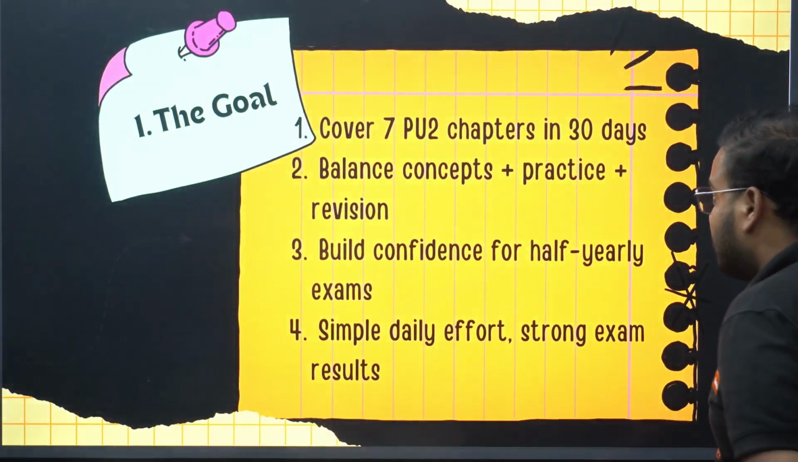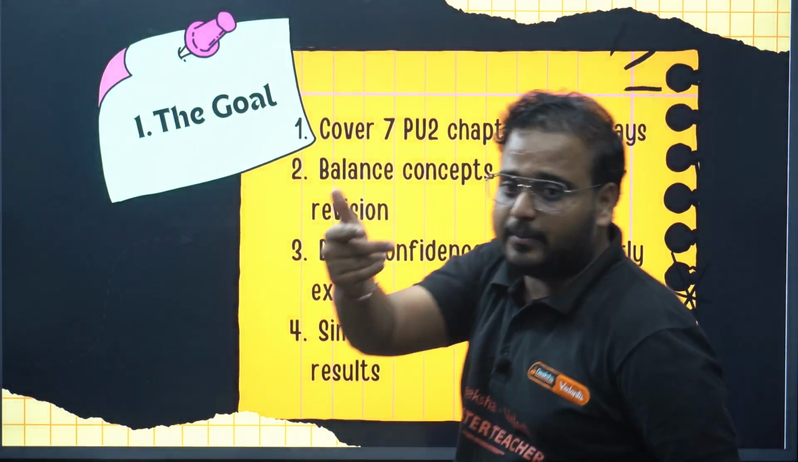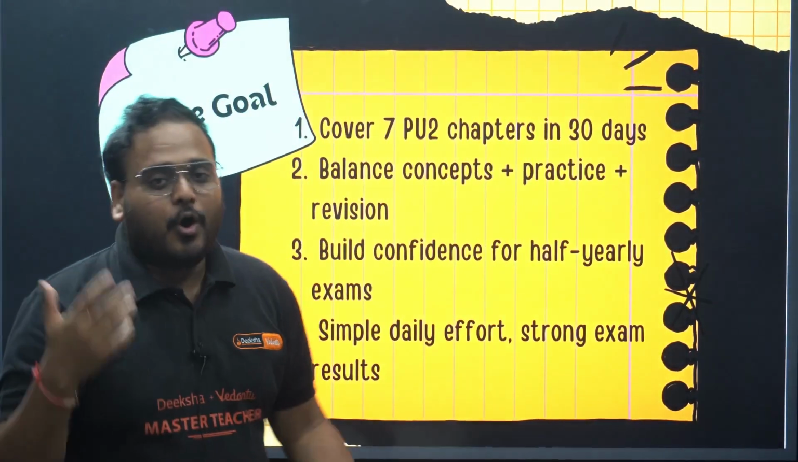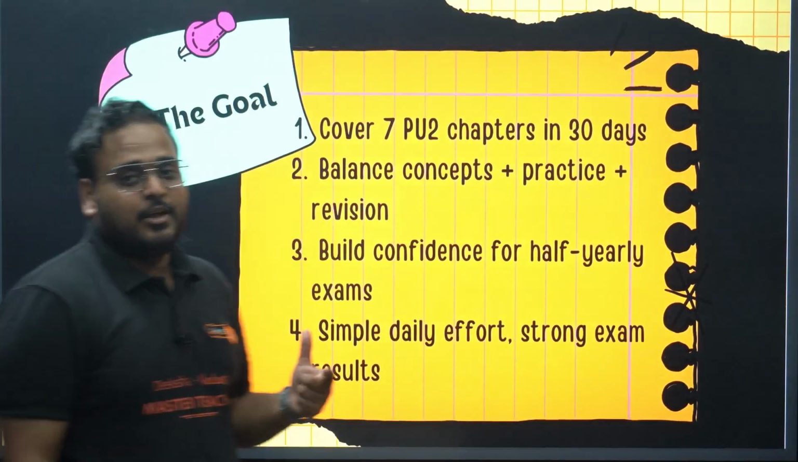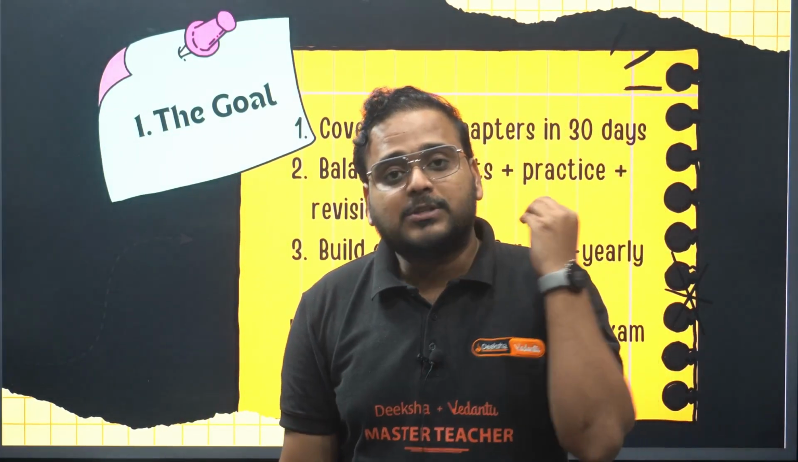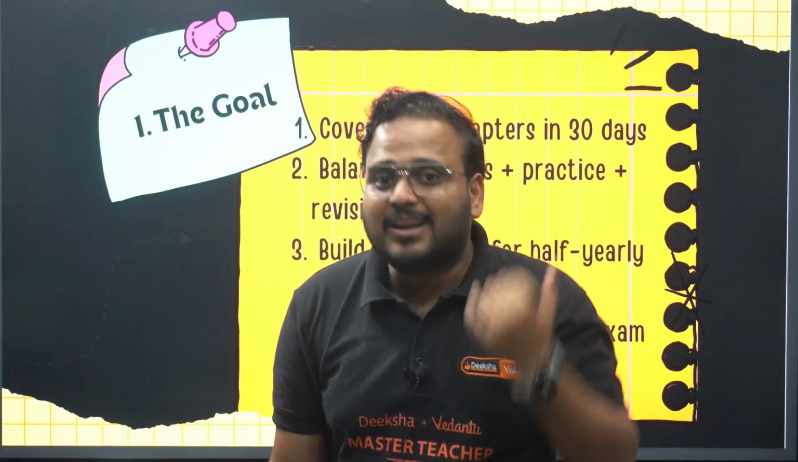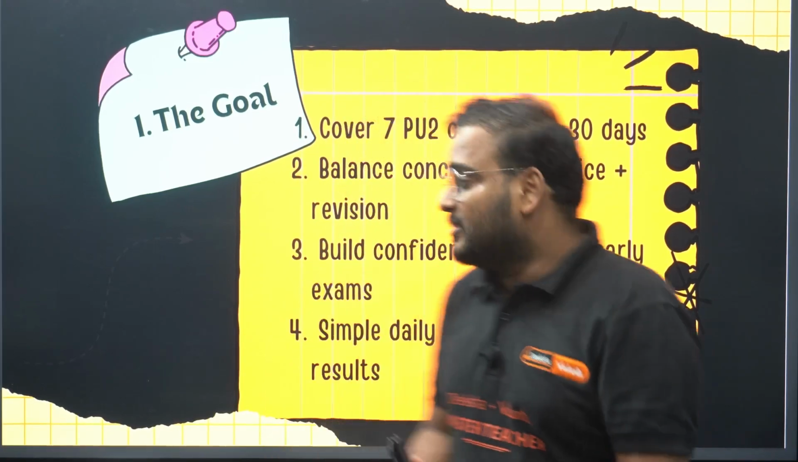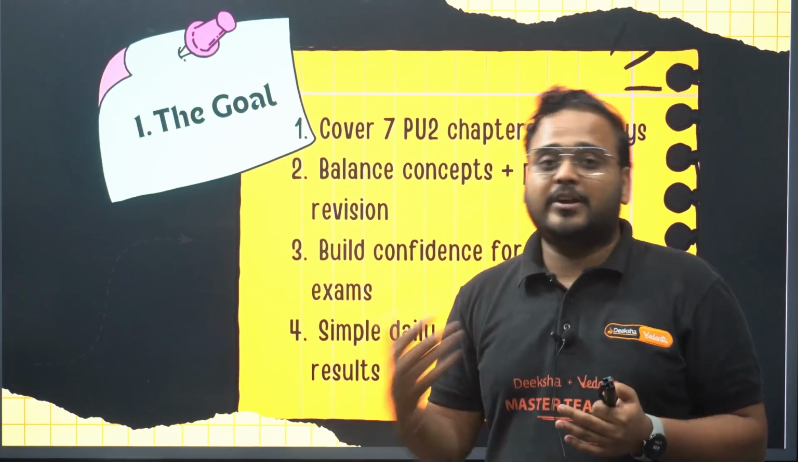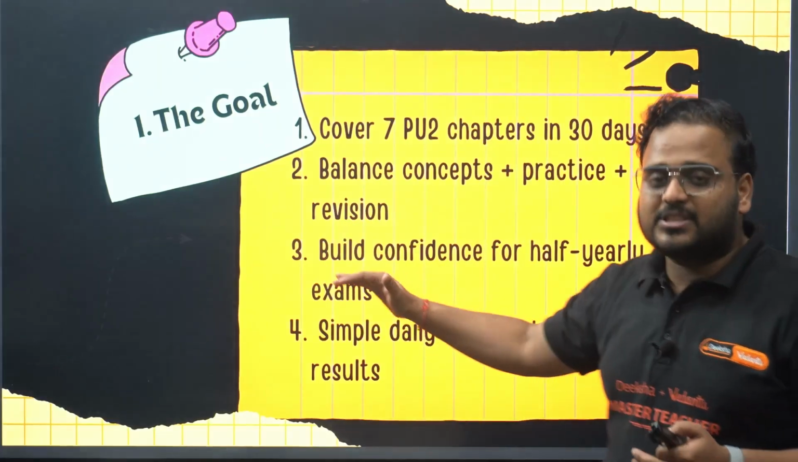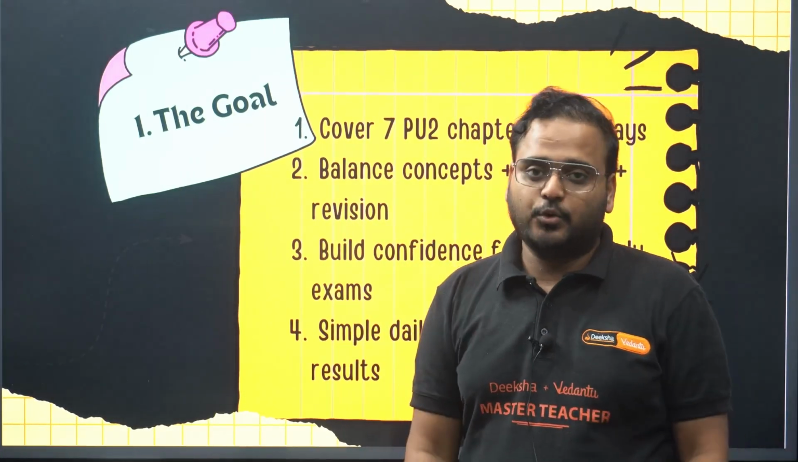Covering 7 PU2 chapters in 30 days. That's the first thing, the syllabus coverage. Balancing concepts alongside practice, and don't forget, all of you keep forgetting this last part, revision. You got to give time for revision. Because every time you postpone your revision, your concept recollection becomes weak. It will take longer, sometimes it never comes back to recall a concept, to recall a formula. So revision has to be done every time that you are learning a concept. Do not push your revision sessions. Keep a revision session planned for every study hour that you have for mathematics.